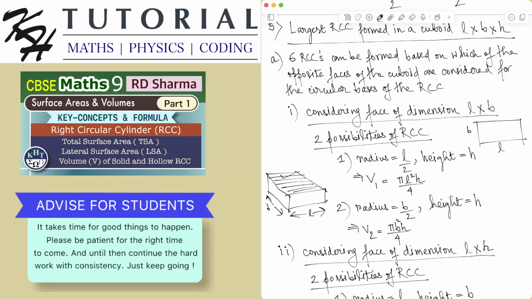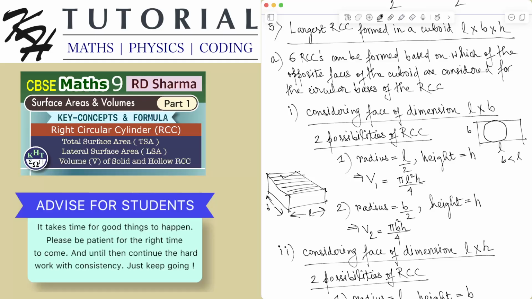The diameter of that largest circle will be equal to the smaller side. In this diagram you can see B is smaller than L. So the diameter of the largest circle that can be inscribed in this rectangle will be equal to B. So this will be roughly the largest circle you can draw.